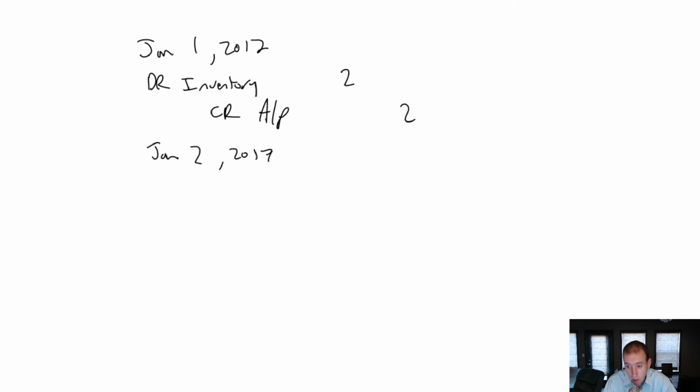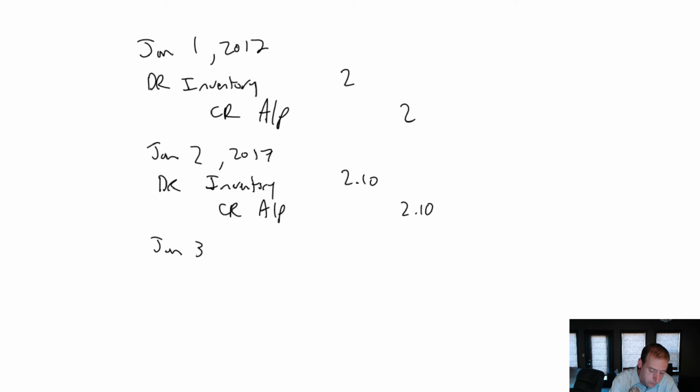Walmart thinks to themselves, well, we're going to sell it for $5. $2.10 isn't too much to ask. So Walmart buys it. Debit inventory $2.10. Credit AP $2.10. January 3rd rolls around. And once again, Walmart looks at the shelves and they say, hey, we have two pairs of socks sitting there. We got the one that we bought for $2 on January 1st, the one we bought for $2.10 on January 2nd. We could sure use a third pair of socks.